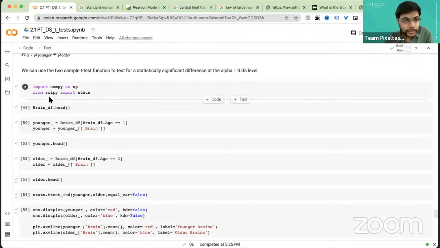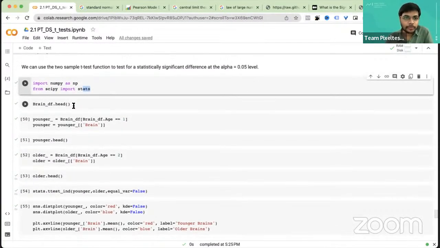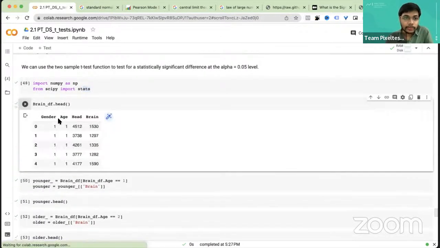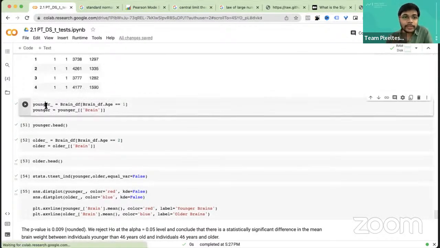So now we are importing numpy, and then from scipy we are importing stats, which we have done previously also. Now we are going to see the head of the first 5 rows. We have seen that. Now we are going to create a new data frame. The name of the data frame is younger. And here what we are doing is filtering the data frame where the column age equal to 1, right?